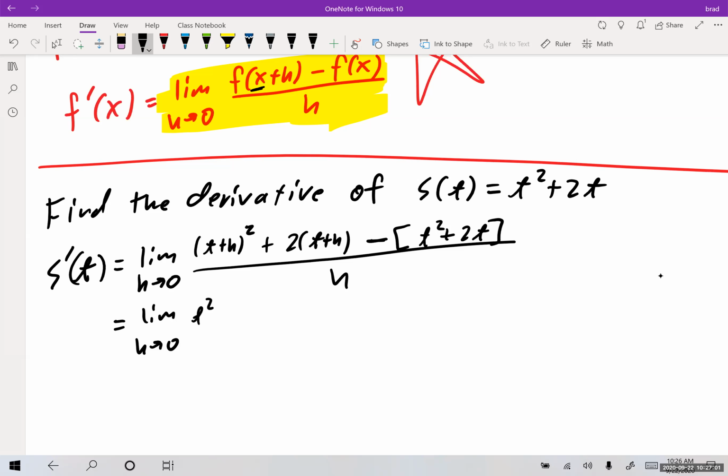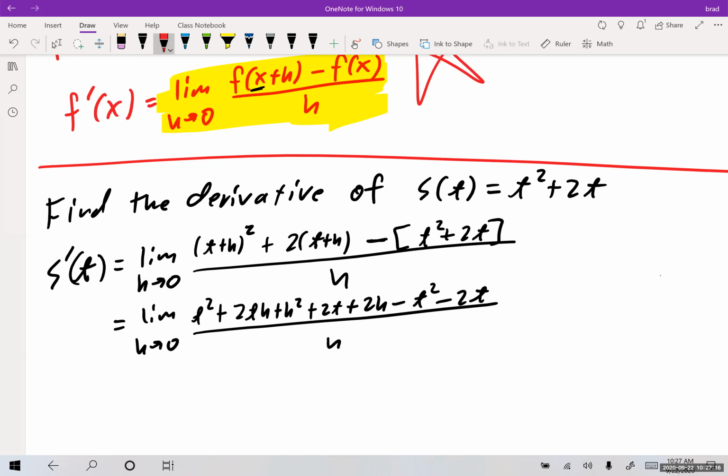This will become t squared plus 2th plus h squared plus 2t plus 2h minus t squared minus 2t all over h. And in general, a lot of the numerator is going to clean up. I just FOILed this out, right? And I distributed this, and that's how I got that. So here's the negative t squared, here's the positive t squared. Here's the negative 2t, here's the positive 2t. So let's do a rewrite.